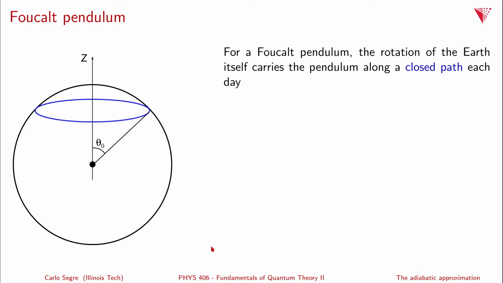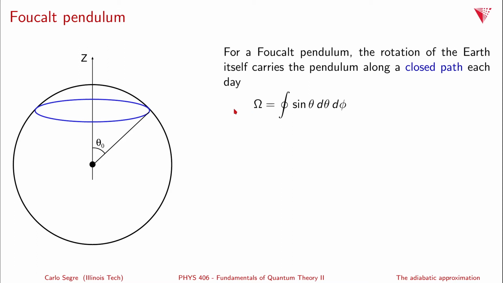So a specific instance of this kind of situation is a Foucault pendulum. So let's imagine a Foucault pendulum sitting at a particular latitude, which is where the blue line is. With the Foucault pendulum, the rotation of the Earth itself carries the pendulum along a closed path. So if you start here at the beginning of the day, you go around all the way, it comes back to the same location in a fixed reference frame after one day. So each day you go along a closed path, which is shown in blue.